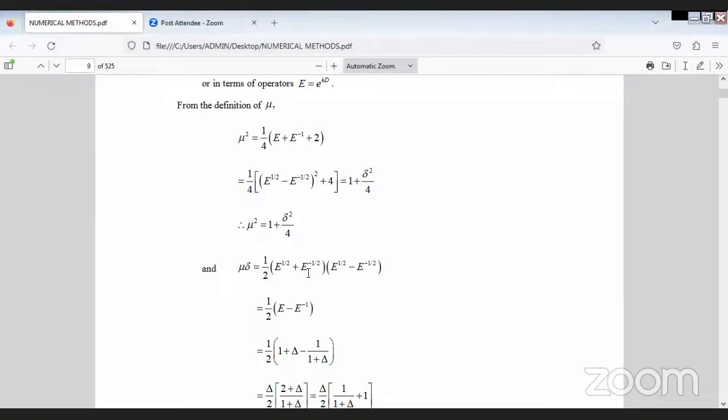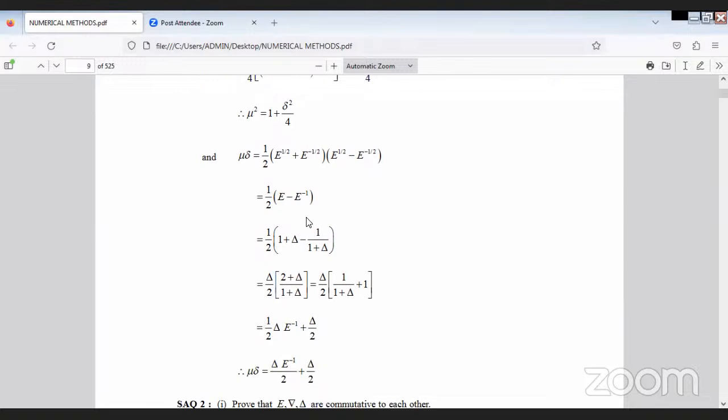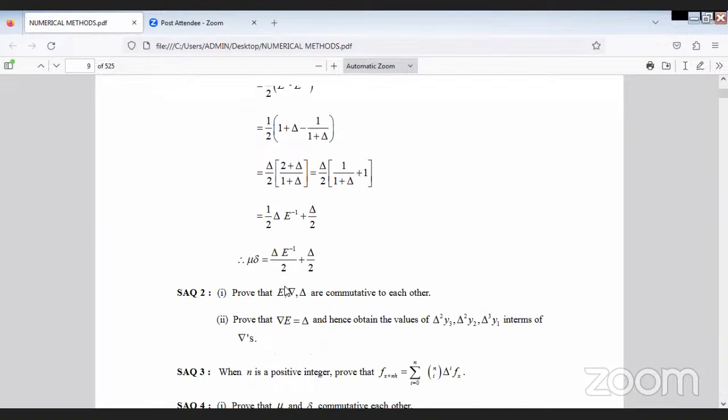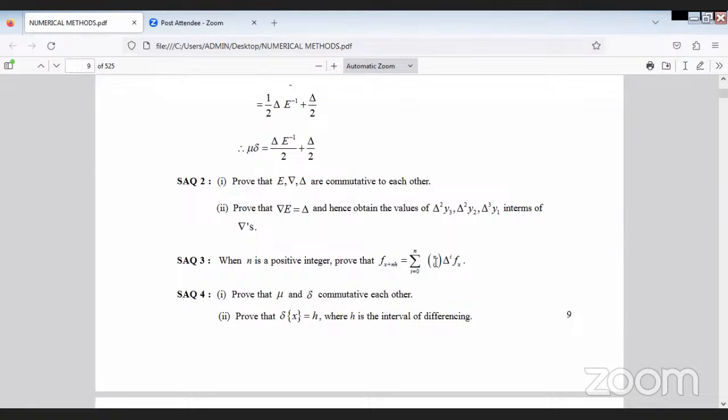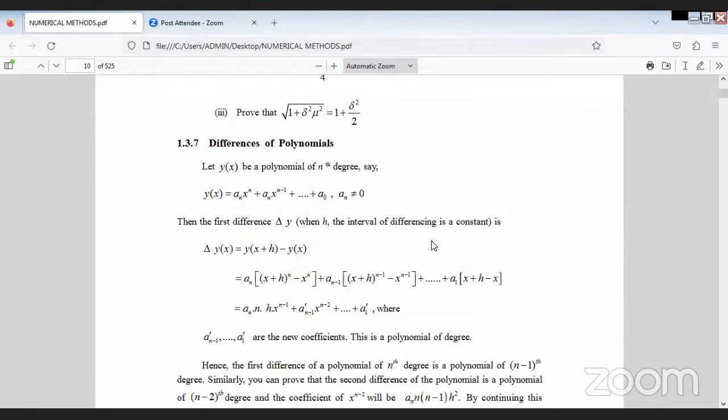So a plus b and a minus b, what we are taking is 1 by 2 (e minus e inverse). So 1 by 2 (1 plus delta minus 1 by 1 plus delta). What is e power minus 1? It means 1 by 1 plus delta. E means 1 plus delta. This is a simplification. What I am doing is del by 2, taking the LCM. So the value is mu delta is equal to delta of e power minus 1 by 2 plus delta by 2. So the conditions E, delta, nabla we have to prove here.